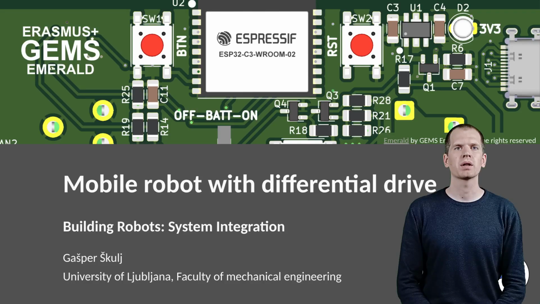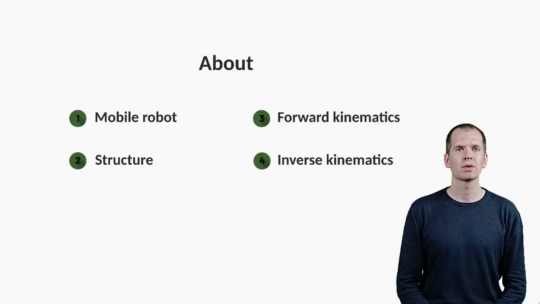Welcome to the third part of Building Robots, System Integration. My name is Gaspar Škulj from University of Ljubljana, and today we will learn about a mobile robot with differential drive. We will start with robot configuration and how it can be built. Next, we will look at its kinematics and define this week's project assignment.